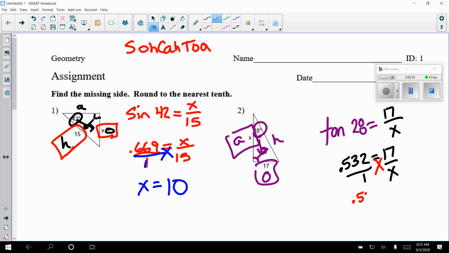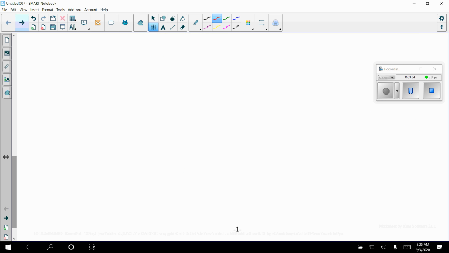So I get 0.532x equals 17. Because the x was on the bottom, I have one more step to get the x by itself. So I have to divide by 0.532, and I get x equals 32. It's 31.95, but when I round, it is 32. All right, so let's look at another example on the next page.